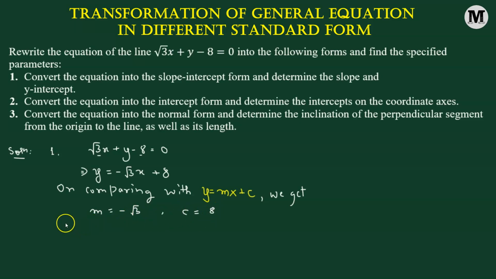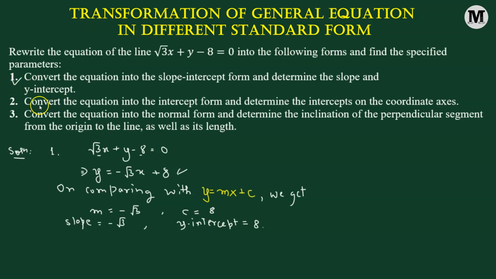Now what is m here? m is nothing but the slope. So slope is negative square root of 3, and then we have c. So c is nothing but the y-intercept, and that comes out to be equal to positive 8. So for the equation square root of 3x plus y minus 8 equals 0, we have converted it first into the slope-intercept form. Once we have the slope-intercept form, we can easily define its slope as well as the y-intercept. So the first part is done.